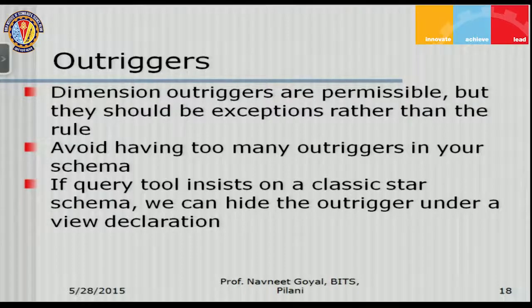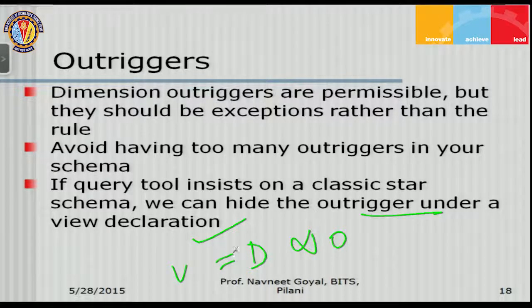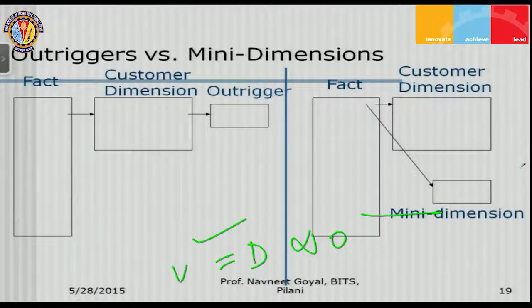And avoid having too many outriggers in your schema, right? And if the query tool insists on a classical star schema, then you can hide the outrigger under a view declaration, which would essentially mean a join between the dimension and the outrigger. So you can define a view. Okay, so this is about outriggers. So let me move to the next slide.